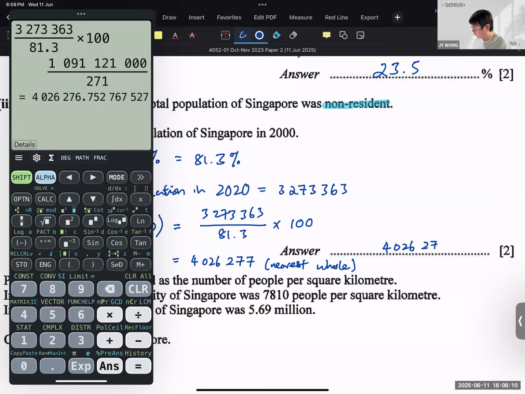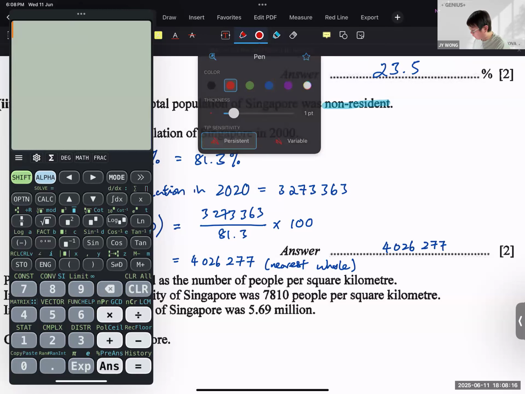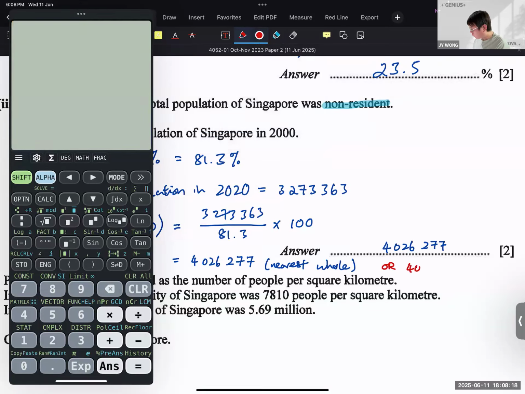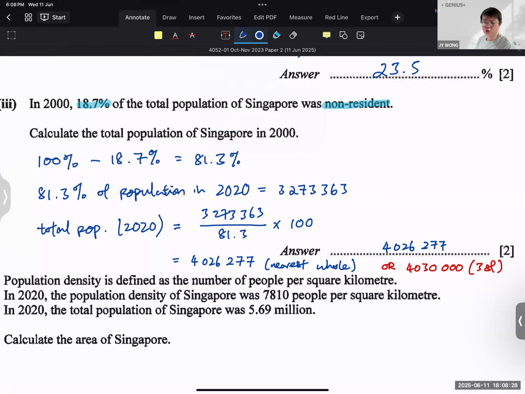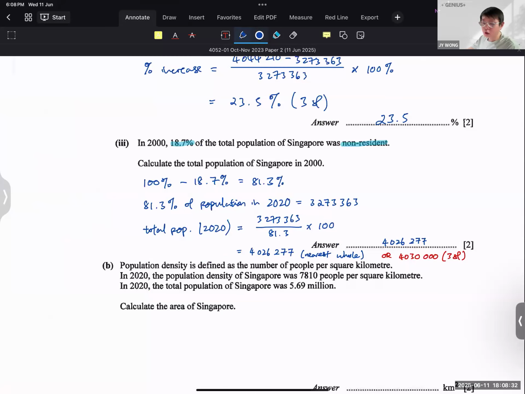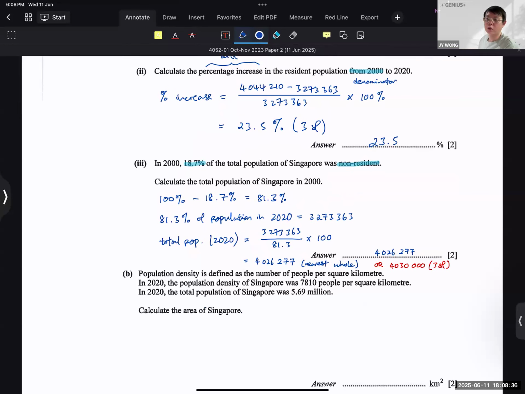My understanding is for that particular year, Cambridge accepted 3SF value as well. So you could also have left the answer as 403.00000 to 3SF. Cambridge accepted that as an answer. Okay, but I wouldn't have left it as 3SF. I would have left it as nearest whole. Obviously, you cannot leave it in any decimal value because your population can never be a decimal. And that's why I think the reasonable answer to leave it is nearest whole.